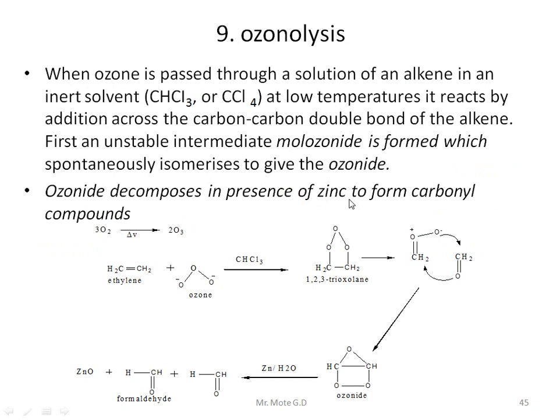Then ozonolysis. Ozonolysis means we are treating with ozone and zinc. Initially ozone is passed through a solution of alkene in an inert solvent, that is chloroform or carbon tetrachloride, at low temperature. It will react by addition across the carbon-carbon double bond of the alkene to form molozonide, which spontaneously isomerizes to form ozonide, and the ozonide decomposes in the presence of zinc to form carbonyl compound, that is aldehyde.